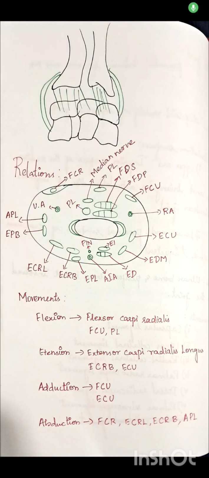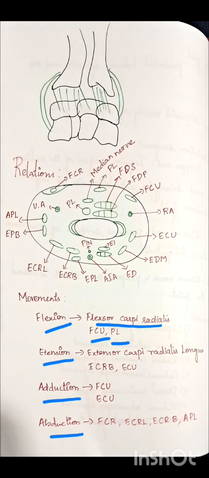Coming to the movements of the wrist joint, we have flexion, extension, adduction and abduction. Normally flexion is done by the flexor muscles, that is flexor carpi radialis, flexor carpi ulnaris, and palmaris longus. Coming to the extension, the extensor muscles will be involved: extensor carpi radialis longus, extensor carpi radialis brevis, and extensor carpi ulnaris.